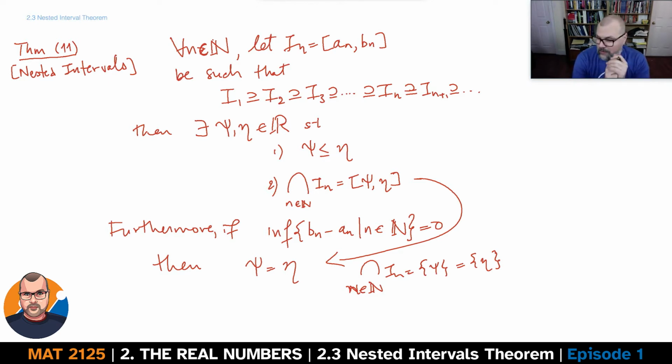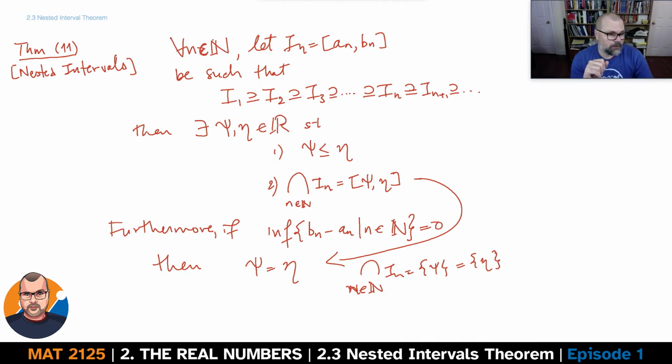Let's take a second to think about what this means. We start with a sequence of closed nested intervals. Their intersection is itself going to be a closed interval. That's the first main result. The second component here, the furthermore part, if it turns out that the lengths of these intervals are getting smaller and smaller, the infimum of all the lengths is 0. We'll talk about what that means in terms of the lengths getting smaller and smaller when we talk about limits of sequences. Then the intersection here is actually a single point.